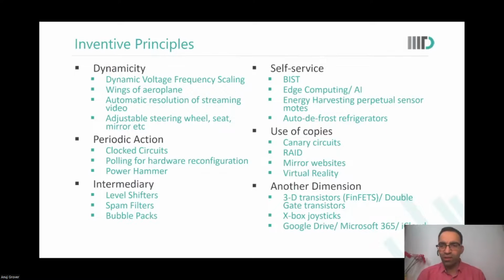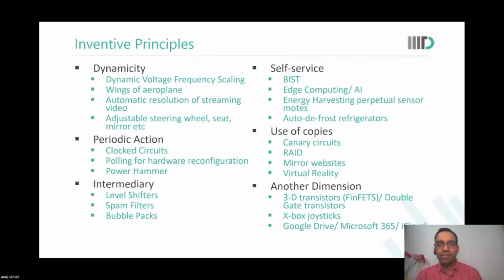Mirror websites. All of us use the internet. We know mirror websites. To improve customer experience, the website loads very fast, because the closest mirror is where the data comes to you from. Adding another dimension, Xbox joysticks, 3D transistors, Google Drive. So you don't even have that drive on your disk. You just go to cloud, and that's a different place. Your data is stored elsewhere. So all of this we know about.